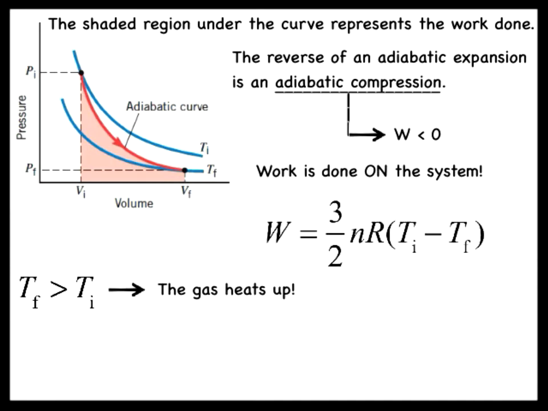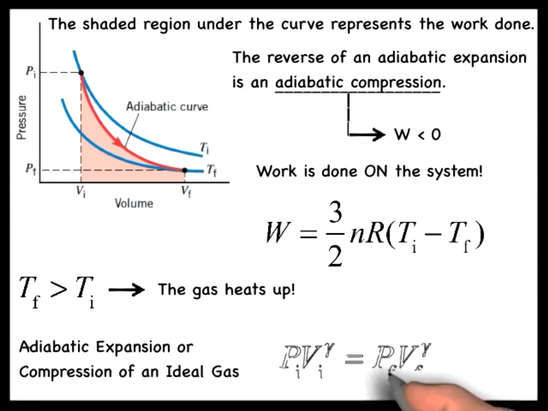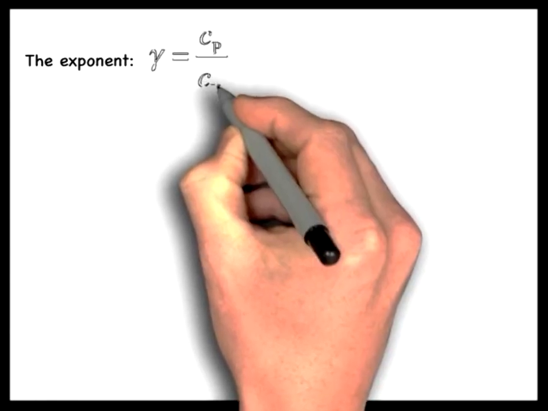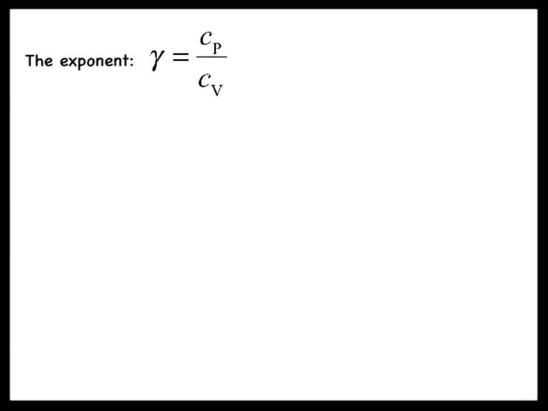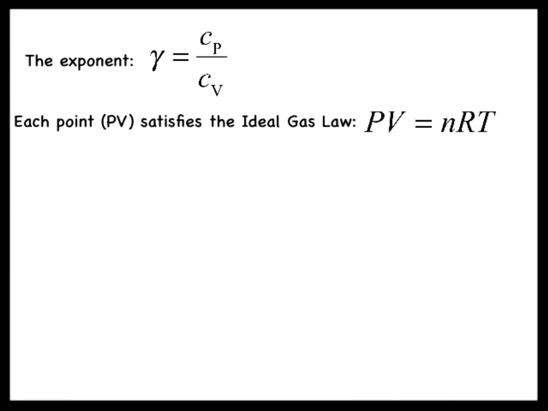By using integral calculus one more time, we can find a relationship between the initial pressure and volume and the final pressure and volume of the adiabatic process shown in the previous figure. The result is the following for the adiabatic expansion or compression of an ideal gas. The exponent, gamma, is the ratio of the specific heat capacities at constant pressure and volume. It should be noted that this relationship is consistent with the ideal gas law, as each point, P V, on the adiabatic curve satisfies the following relation, PV is equal to nRT.